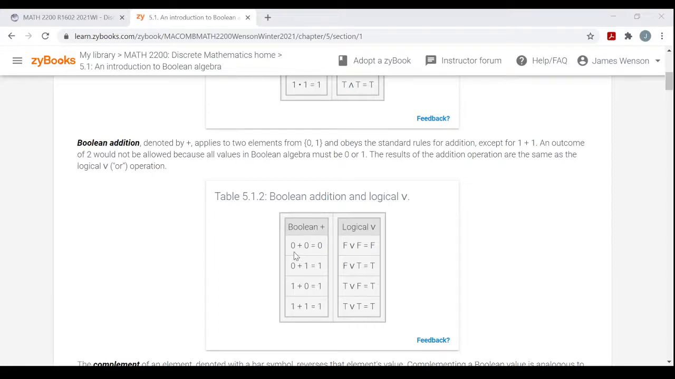Right. So 0 plus 0 is 0, like normal, right? 0 plus 1 is 1, like normal. 1 plus 0 is 1, just like normal. But here's again where people tend to trip up. 1 plus 1 is not 2 in Boolean algebra. 1 plus 1 is 1. And again, that's just like true or true is true. Okay?